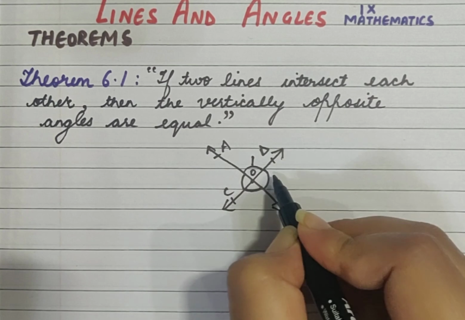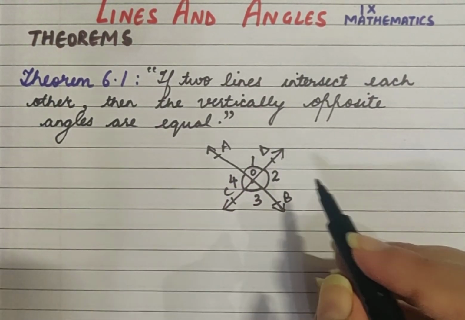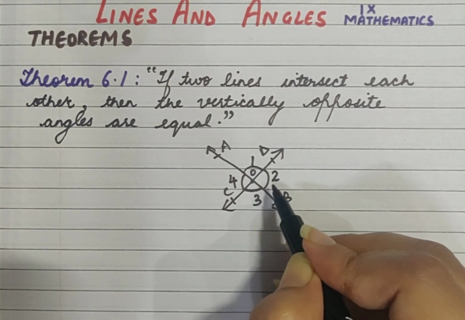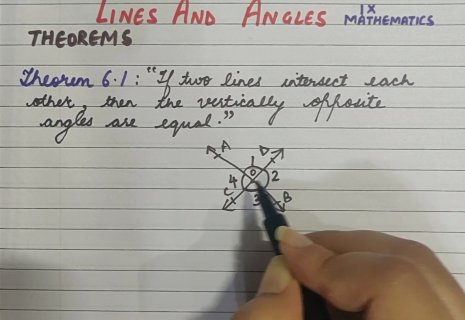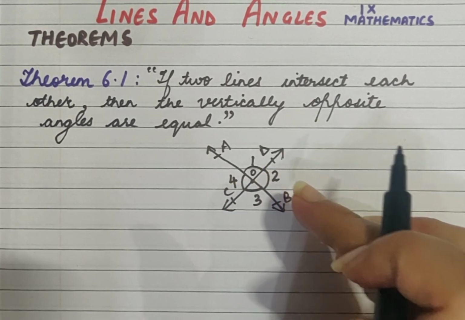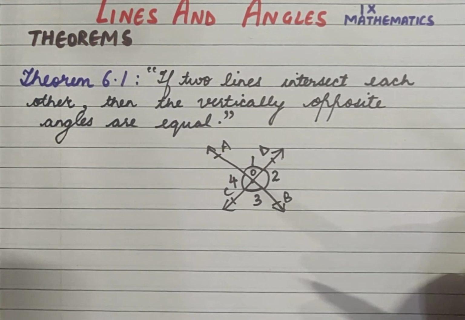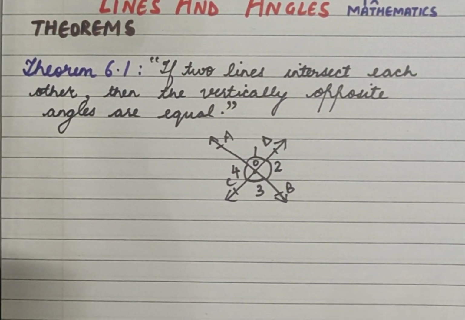Let me name them 1, 2, 3, 4. That means you have to prove that angle 1 is equal to angle 3 and angle 2 is equal to angle 4. These I have named for simplification. It's not necessary to do the naming here as 1, 2, 3, 4. You can leave them as AOD, BOC. That's your choice. So let's start proving this.